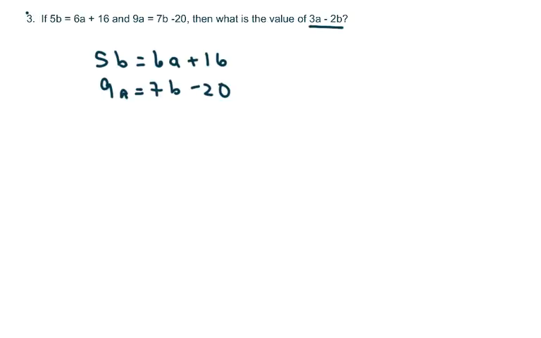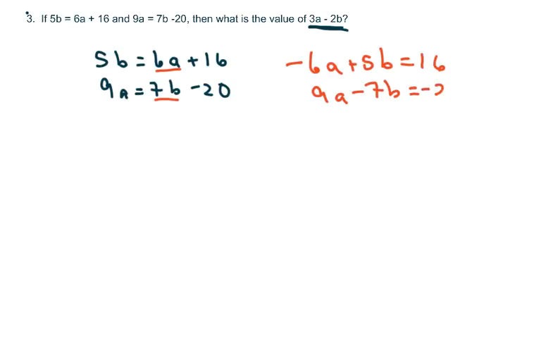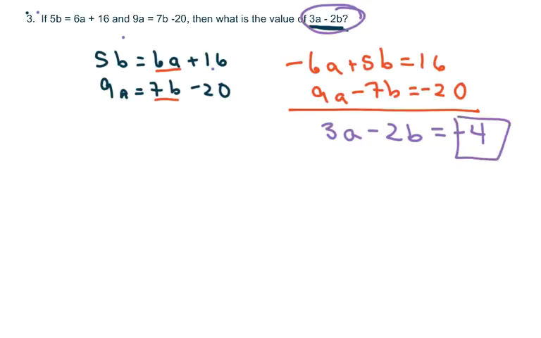So the first thing I want to do is rewrite this in terms of a. I'm going to write it in order with a and b. So I'm going to move this guy over. So negative 6a plus 5b equals 16. And I'm going to move the 7b over, and I get 9a minus 7b equals negative 20. Now I'm just going to combine like terms vertically. So this gives you 3a minus 2b equals negative 4. And that's what we want. So our answer is negative 4.